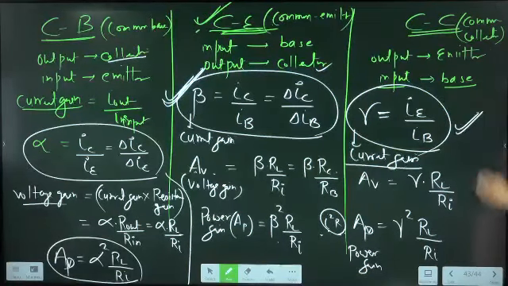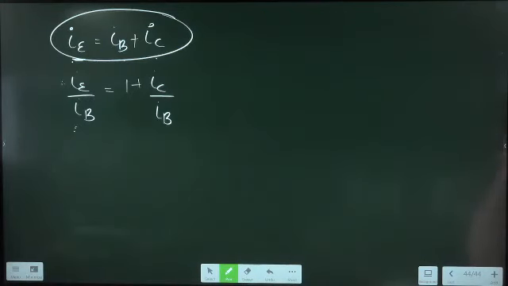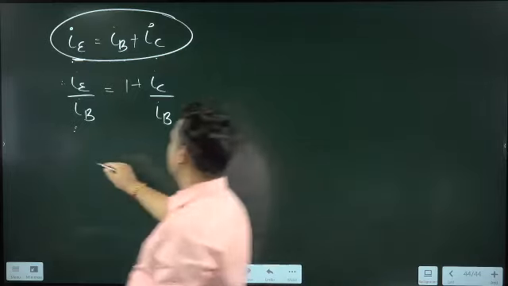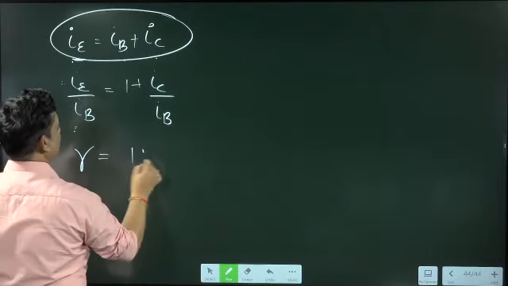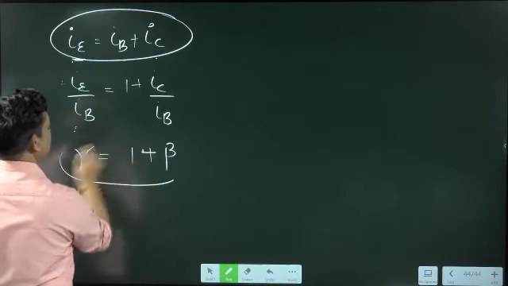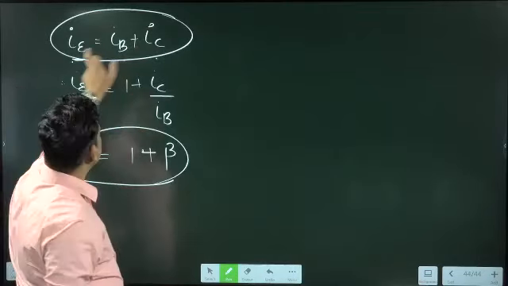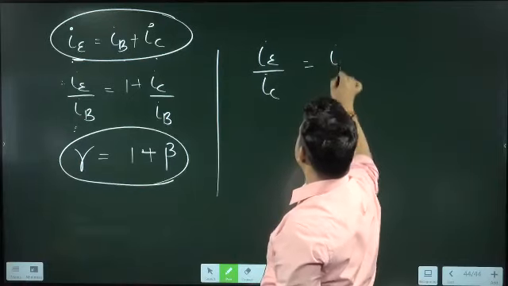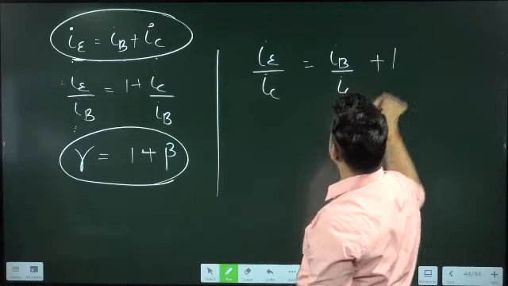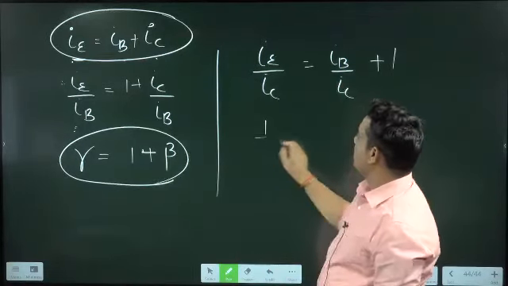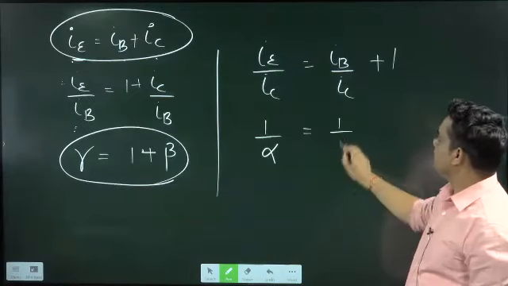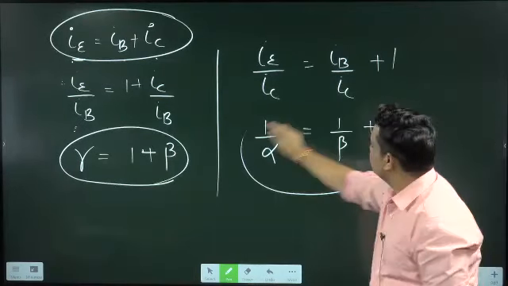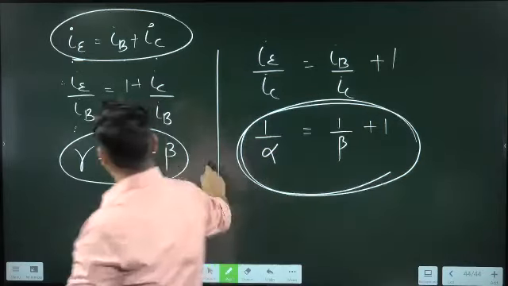IE by IB. That was your gamma. Okay, so we can say here gamma equal to, it becomes what? 1 plus beta. Gamma equal to 1 plus beta. If you divide with IC, we will be getting IE by IC equal to IB by IC plus 1. So we can say 1 by alpha equal to 1 by beta plus 1. These are the relations between alpha, beta, and gamma.